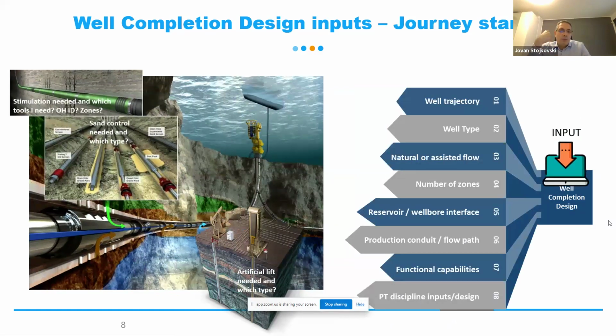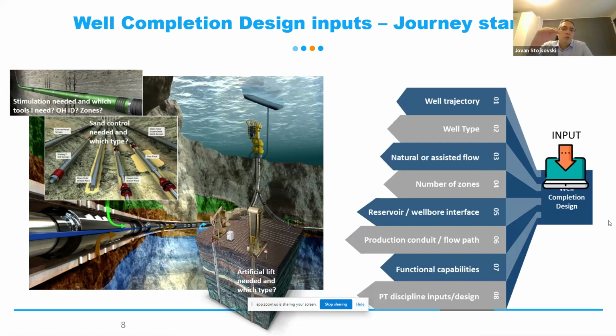So I put together a list of the inputs which I think are valuable, but they do not need to be followed by the numbers. I just listed them. There are, let's say, 8 different inputs from which we will shape our completion design, but they are not executed one by one.